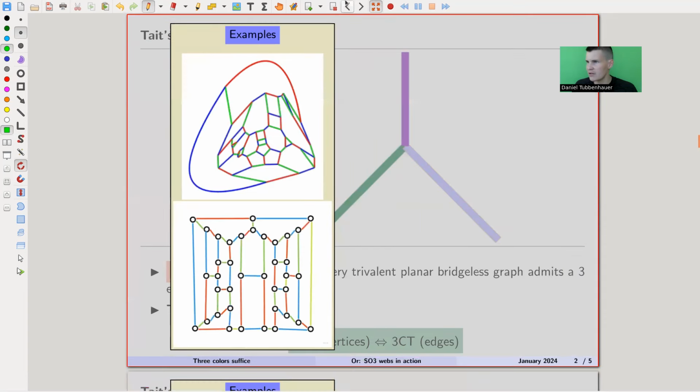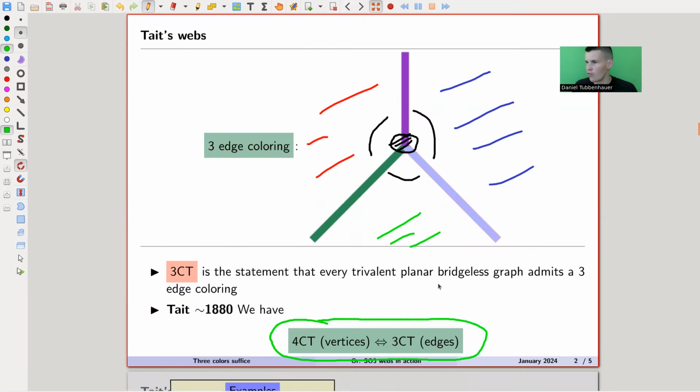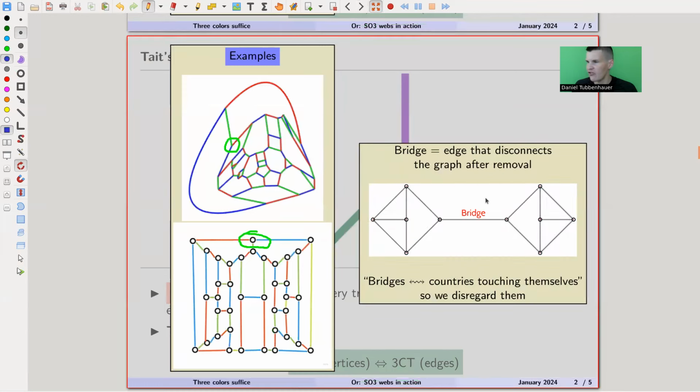And there's this little condition that I kind of glossed over a little bit. We have those webs, trivalent planar, but there's also this kind of bridgeless condition. We'll come back to that in a second. A bridge is an edge in a graph that if you remove it, you have 2 disjoint components. Keep that condition in mind. It's not super important, but we'll see it later, kind of a nicer formulation.